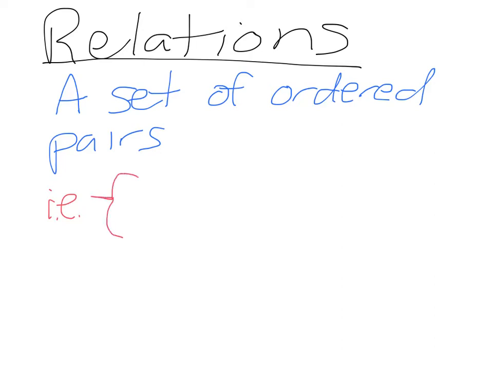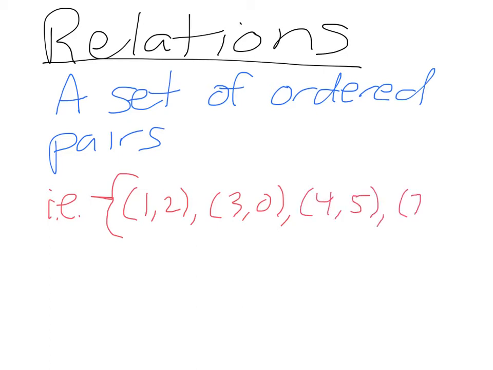I make my bracket to start my set, and I'm going to use the set (1, 2), (3, 0), (4, 5), and (7, 6). That is my relation that I'm going to use. Okay? Now, by the way, do you know what an ordered pair is?